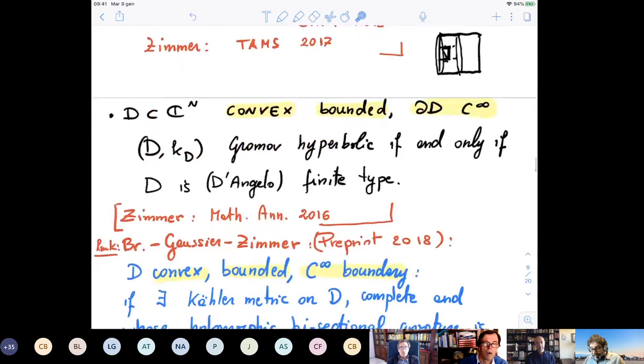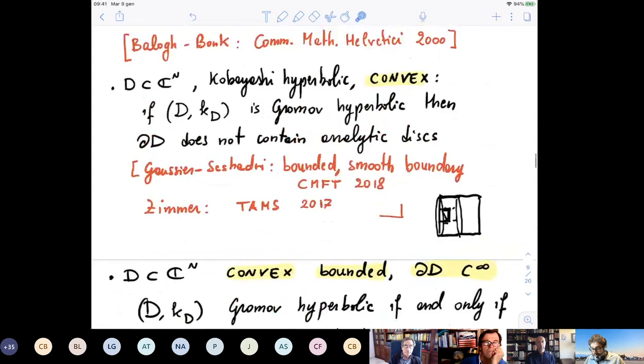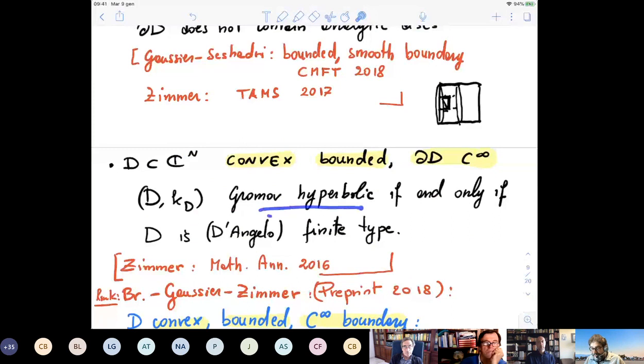Also, in case you have a convex bounded domain with a smooth boundary, in another paper in 2016, Andy Zimmer proved that for a convex bounded C infinity smooth domain, Gromov hyperbolicity is equivalent to being of D'Angelo finite type. So it means that there are no analytic disks which touch the boundary up to infinite order. There is a maximum order of contact. That's morally the definition of D'Angelo finite type.